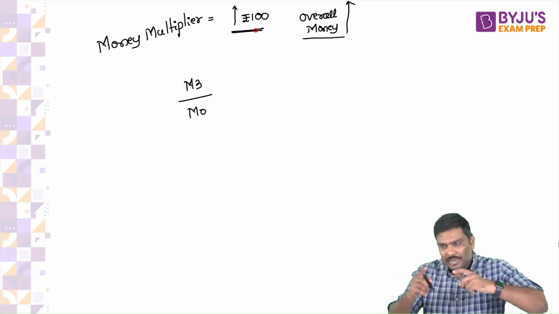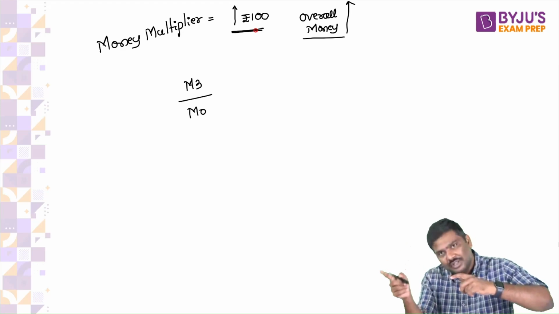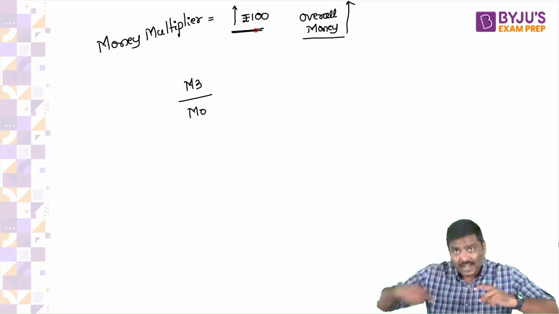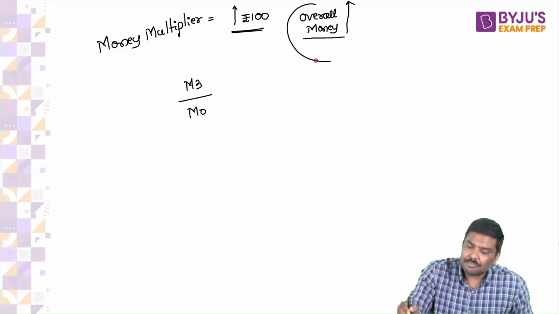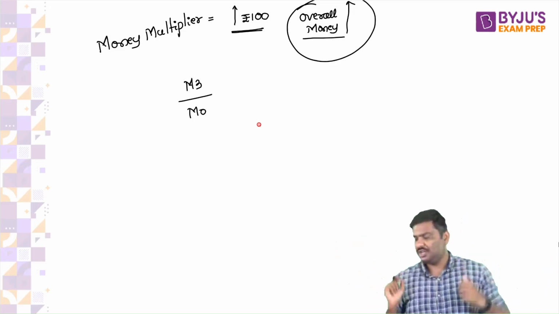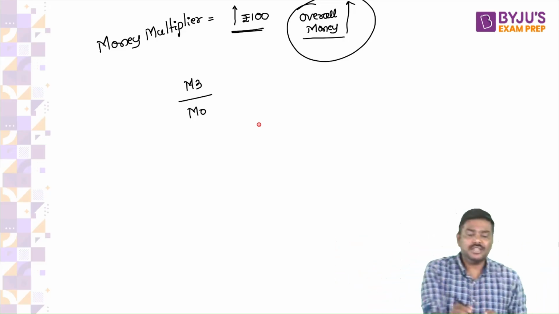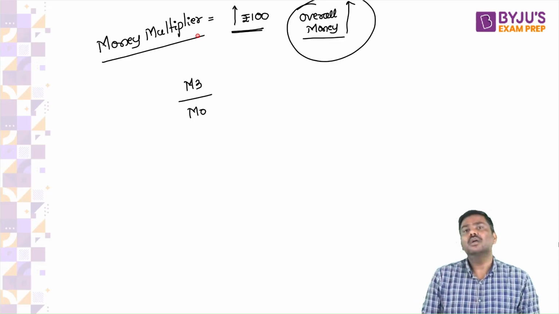Money multiplier means what? If because of RBI's policies, money in the economy changes by 100 rupees, that is, 100 rupees extra comes into the system, as a result of this, overall money supply should change by how much? That is basically the concept of money multiplier.